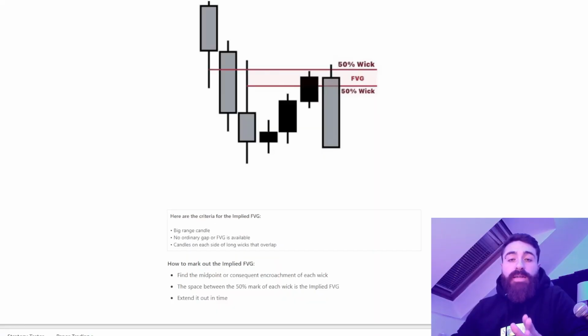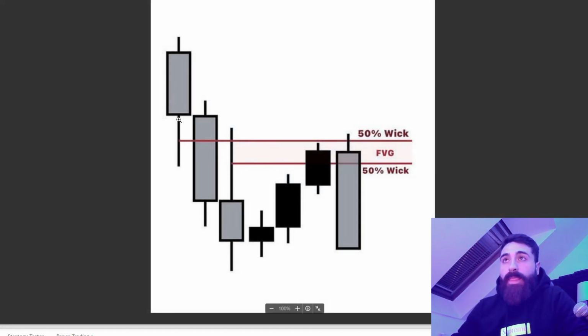So what is the criteria of the Implied Fair Value Gap? It's a big range candle. It has to be a big range candle. There is no fair value gap in between. The candles on each side of the long wicks overlap. As you can see, this is an example. We have the wick, we have the wick. Okay, we don't have a fair value gap.